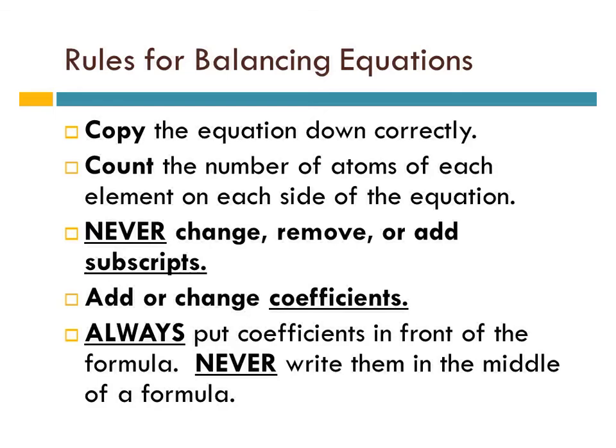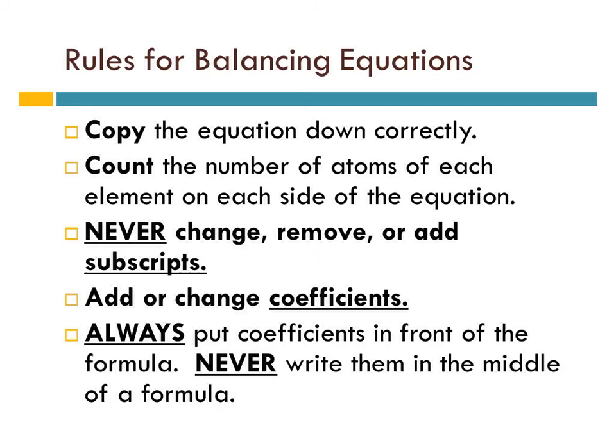And from there, you're going to count the number of atoms of each element on each side of the equation. One thing that you need to remember is when you're starting to balance the equation and bring in more atoms, you never, ever, ever change, remove, or add the subscripts. So the little number that is behind the element or in the middle of the formula for the compound has to stay the same, because that tells us the ratio of all the atoms that are making that compound together. We don't want to change that because that would change the identity of the substance.